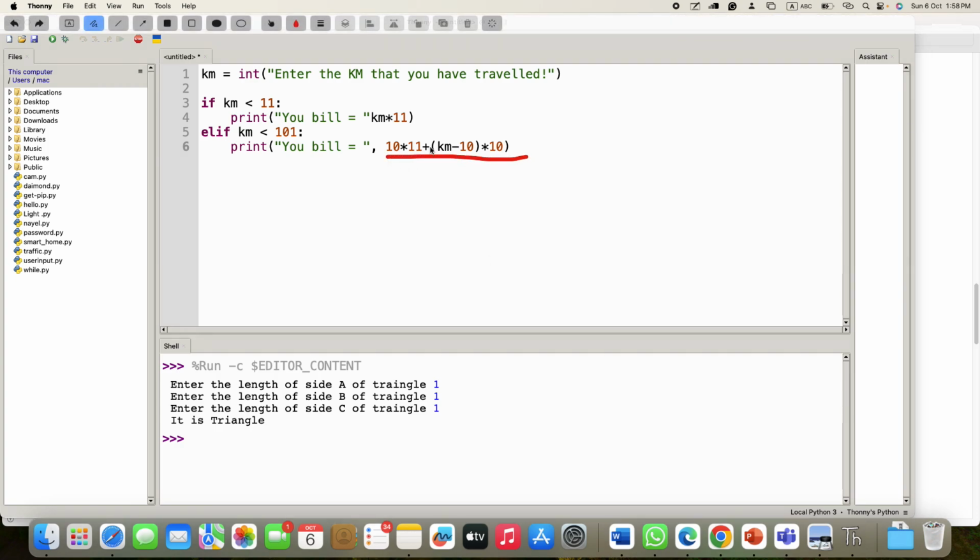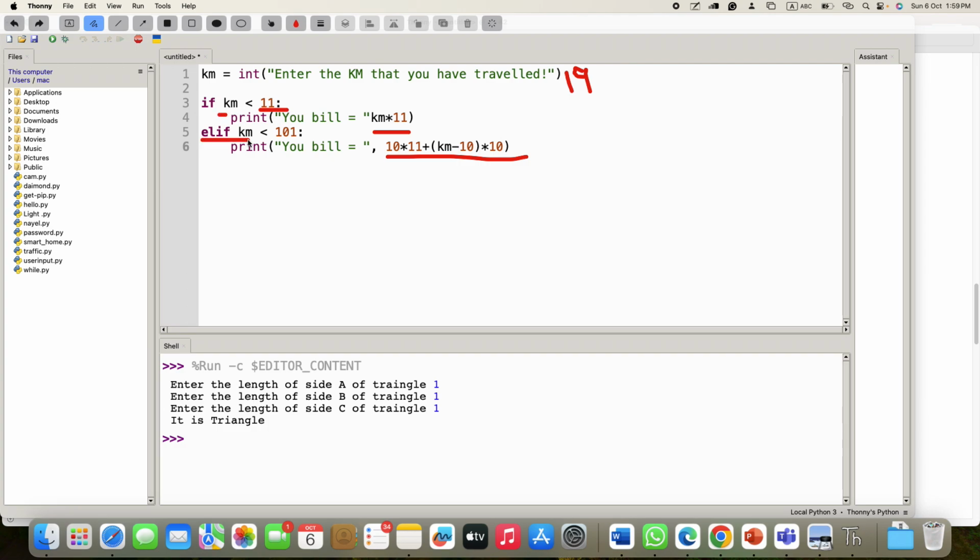This one. I mean, obviously, let's imagine this, because you need to imagine this. If I say I only traveled 9 kilometers, 9 is less than 11, right? So my bill will be 9 times 11, and that's it. End of the story. No more complications. But imagine I say no, I traveled 19 kilometers, not 9. Now 19 is not less than 11, is it? So it will not come here.